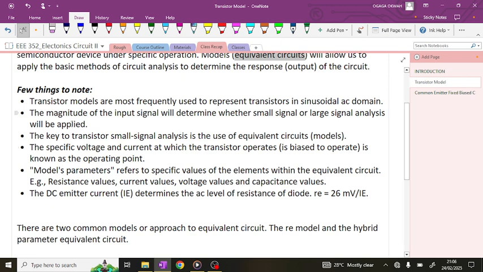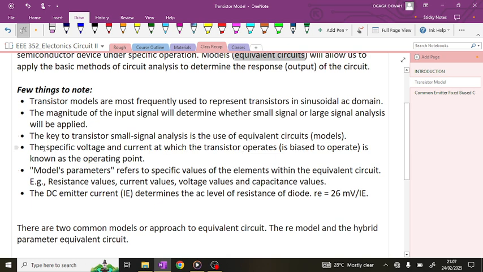Then the next thing to note is that the magnitude of the input signal will determine whether small signal or large signal analysis will be applied. But of course, in this series we're talking about small signal analysis. This second point just says that the input signal determines whether we use small or large signal analysis. And the third thing to note is that the key to transistor small signal analysis is the use of equivalent circuits. That's models.